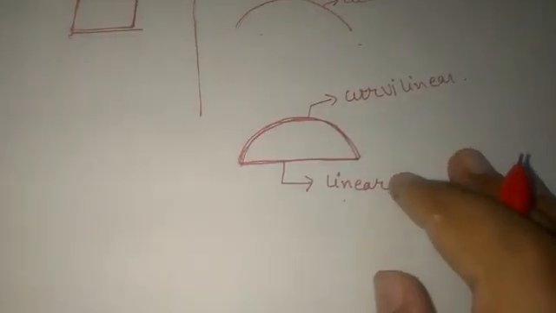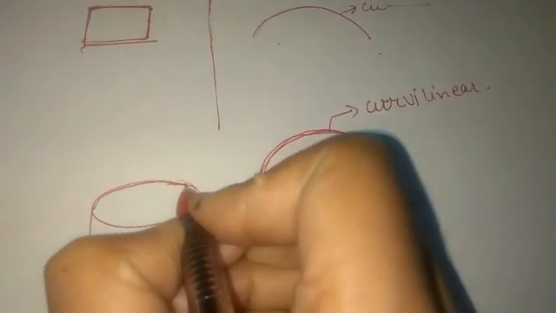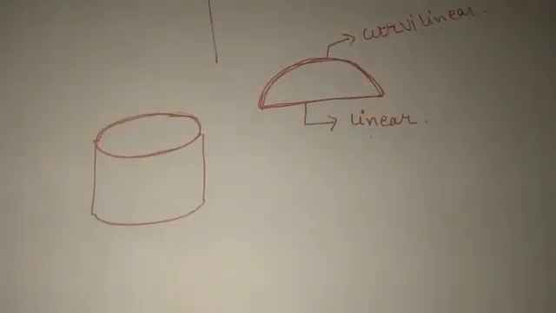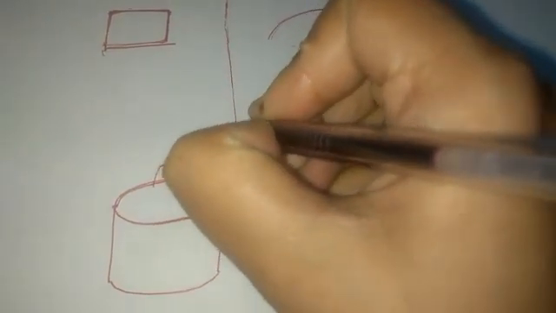Get it? In your book also some figures are drawn. I am also drawing with you. Now see, this figure is also drawn like this way. Now see, this is a curve. This whole portion is a curve. Not even a single straight line is there. So that means that is a curvilinear.